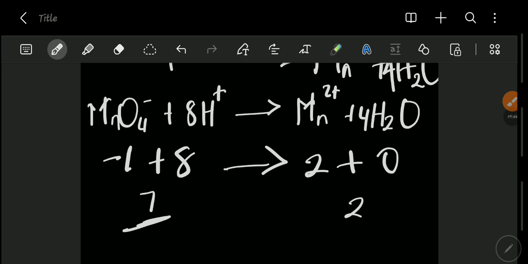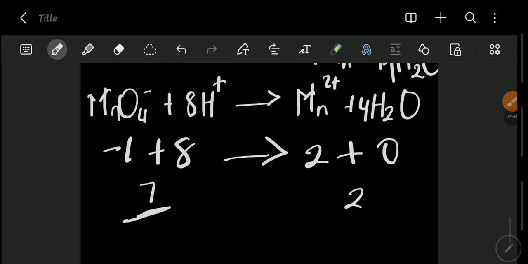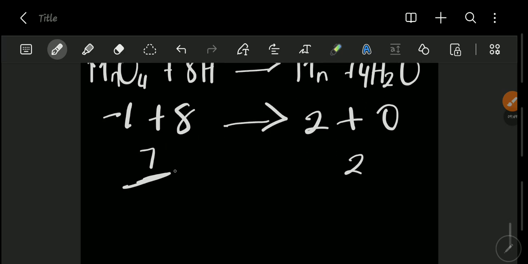How do I reduce the charges? I add electrons. Now how do I reduce this to 2? The only way I can reduce 7 to 2 is to minus 5 from this. You agree with me, right? That means I'm going to add 5 electrons to this side. Are you getting what I'm saying? So as to reduce this 7 to 2, right?